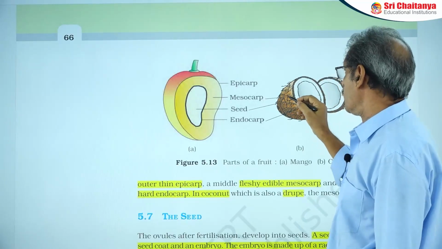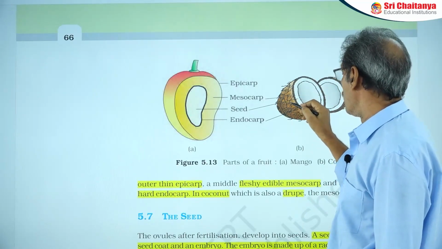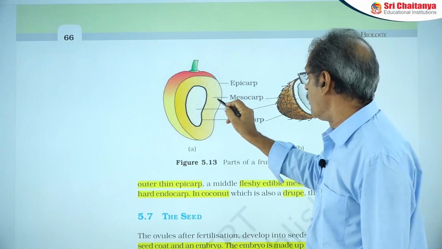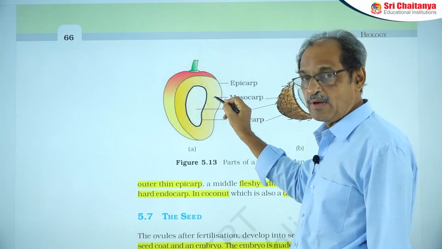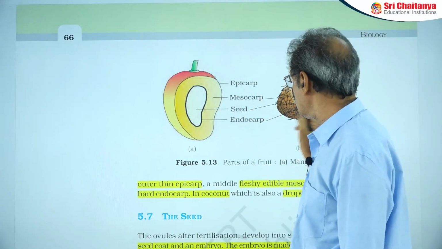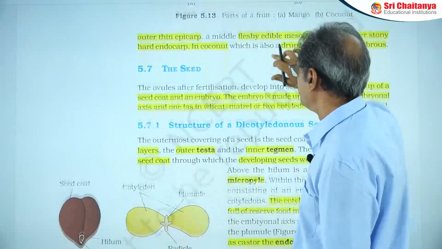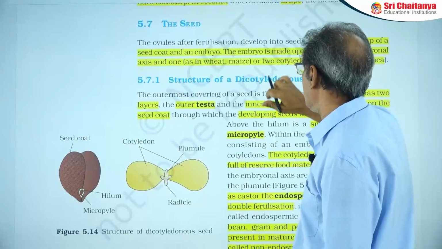Of course, no part of the pericarp is edible in Cocos because the endosperm is the edible part, whereas in mango, the mesocarp is the edible part. That is the difference. These are the 2 examples for drupe actually. So the next one is the structure of the seed.